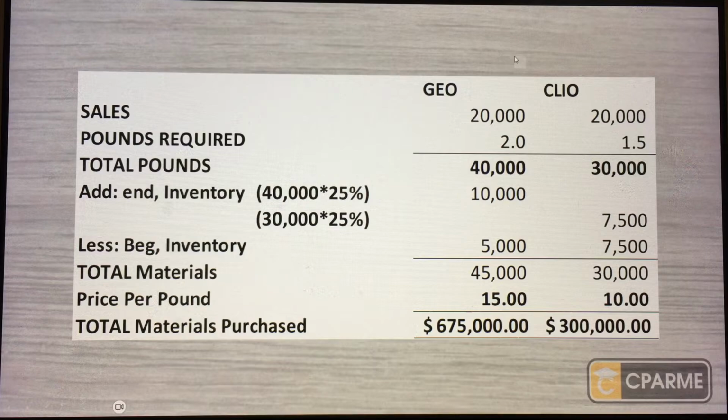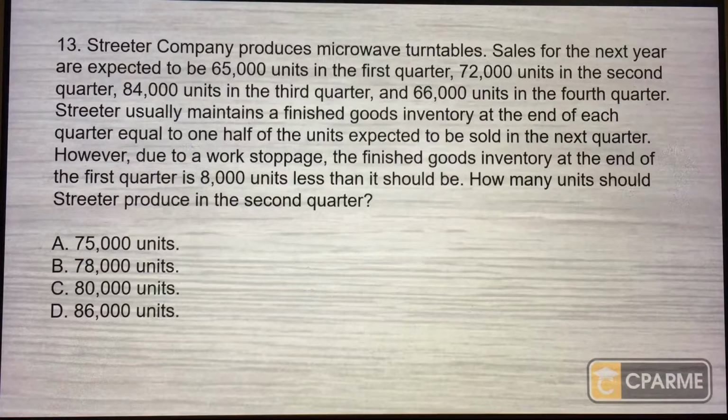Okay, let's proceed with the next problem. How many units should Streeter produce in the second quarter? Streeter Company produces microwave turntables.